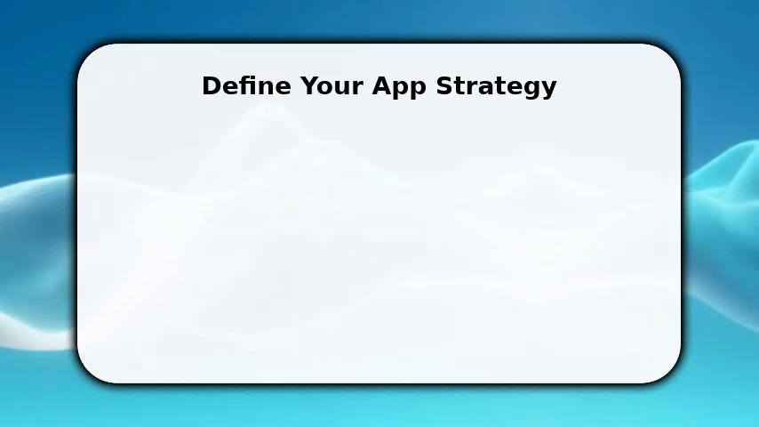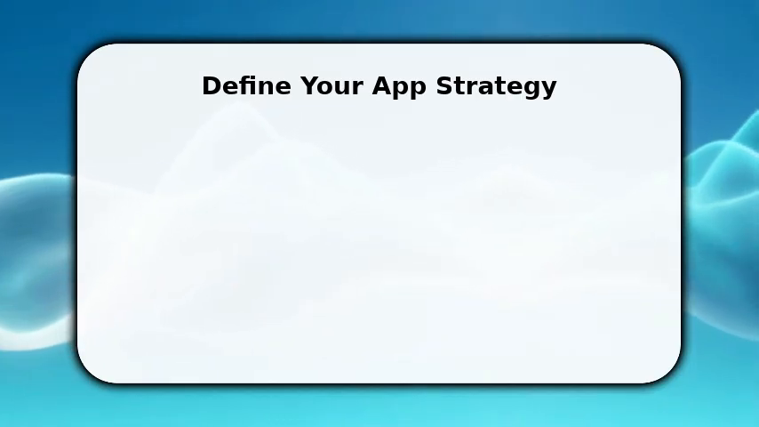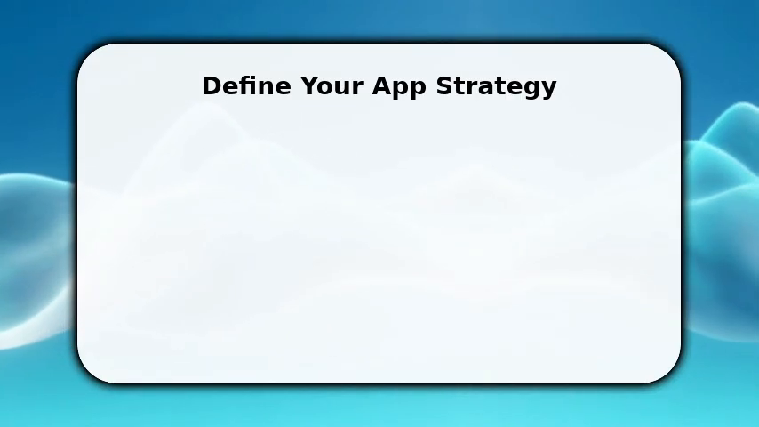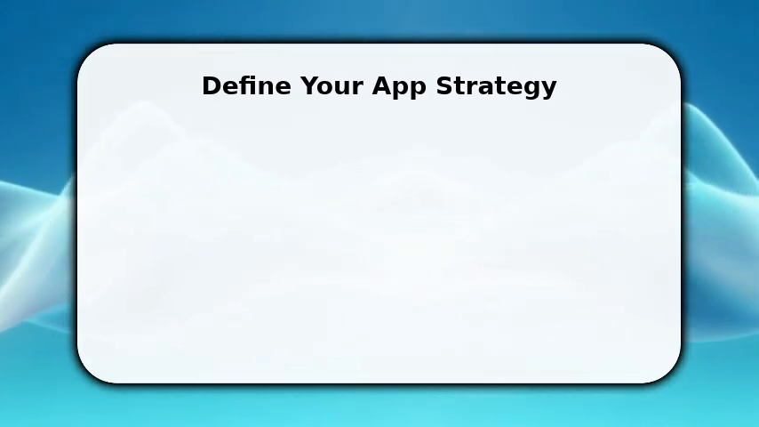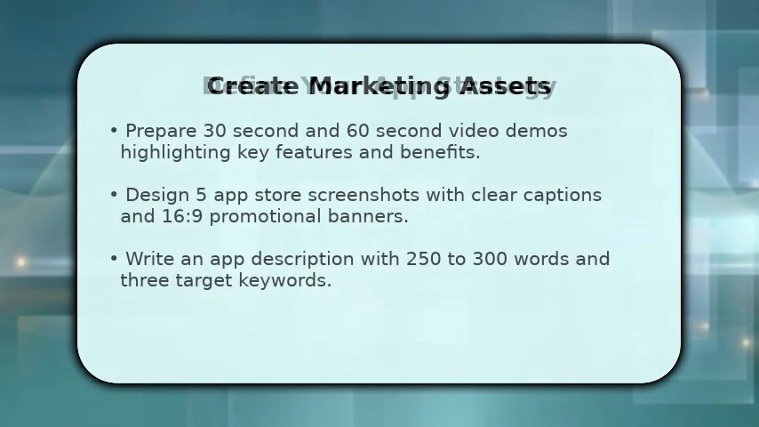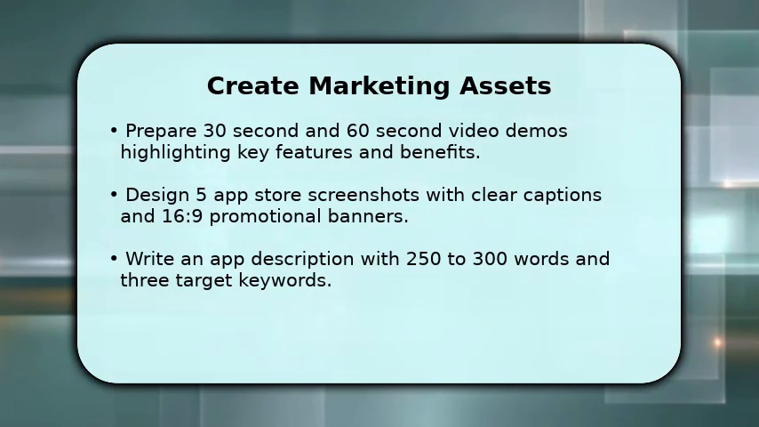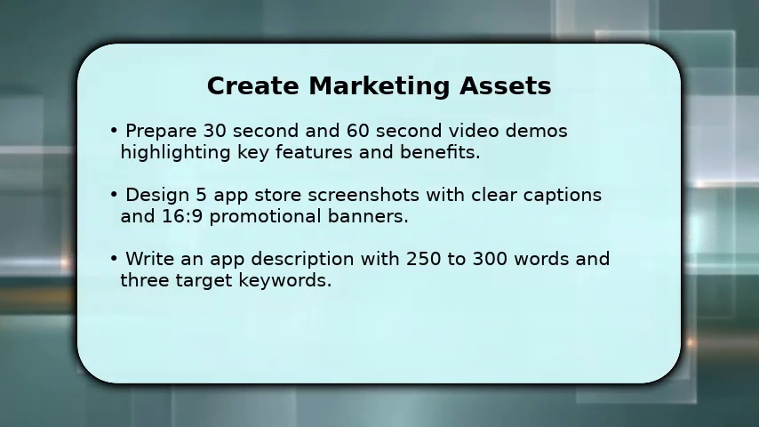Define your unique value proposition in one sentence so it is easy to repeat. Choose primary metrics to track like downloads, daily active users, and average revenue per user. Create a 30-second demo and a 60-second demo that highlight your key features.